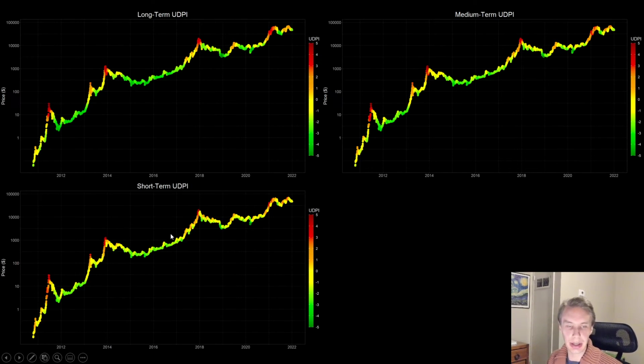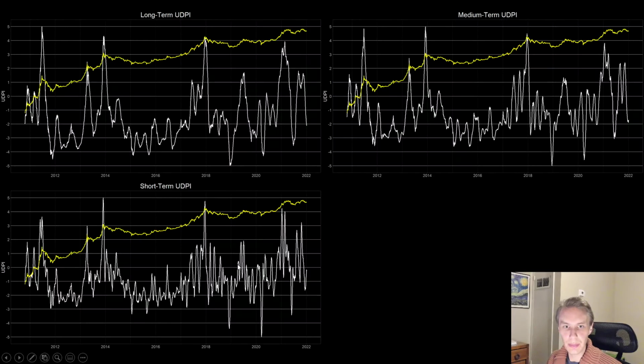So if one wanted to take a more active trading strategy within a market cycle, one could look at a UDPI like this and get an idea of when the short-term downside potential has likely been tapped out and when the short-term upside potential has likely been tapped out. And so I think we can see the differences a little bit more clearly if we look at these graphs where I'm showing you the raw outputs of the UDPI.